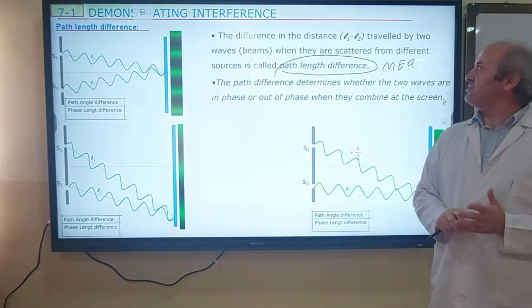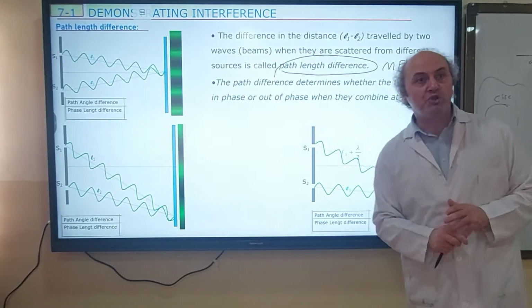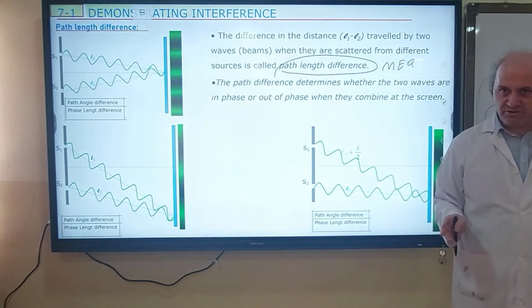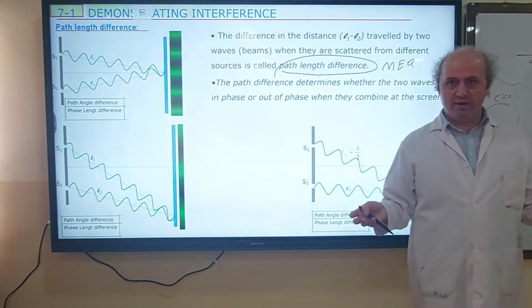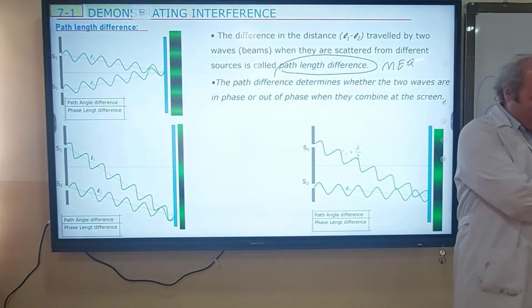The difference in the distance traveled by 2 waves or beams when they are scattered from different sources is called: coherence, interference, path length difference? Yes. Phase angle difference? No. It says length, so it is length, because angle difference is angle.